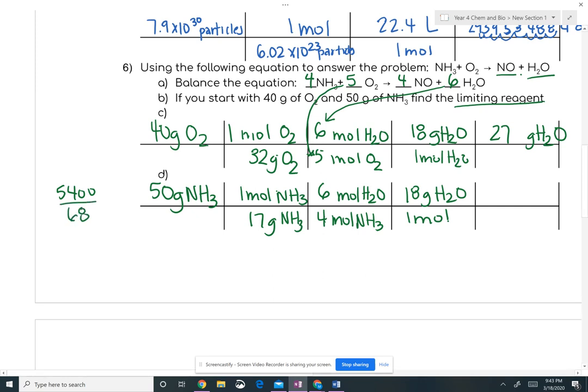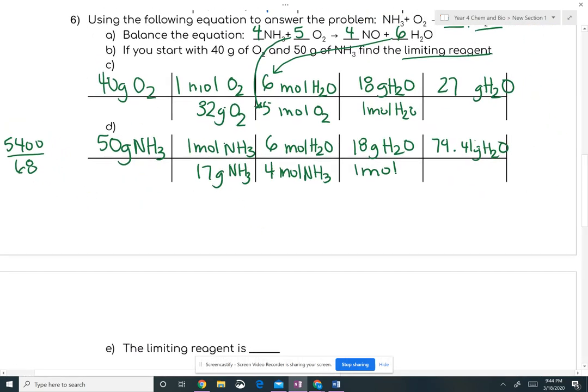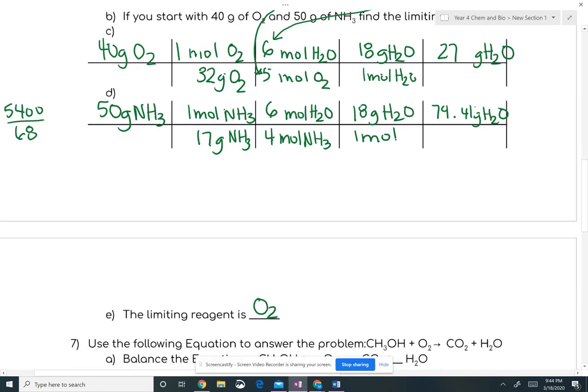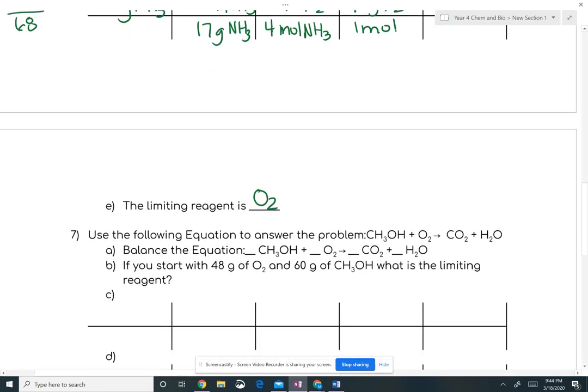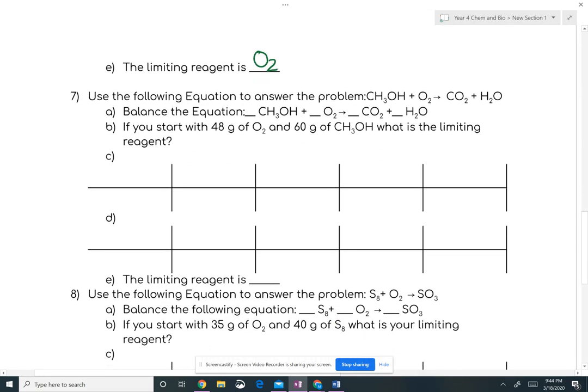So that's going to be a really high number, which will be 79.41 grams of H2O. Right. So then for my limiting reagent, I'm going to compare and contrast my 2 answers. So which one's higher, which one's lower, right? So you will see that this one right here, that 27, is lower than 79. So my limiting reagent would be, in this case, oxygen gas, which is O2, right? So that would be my first one. Okay.